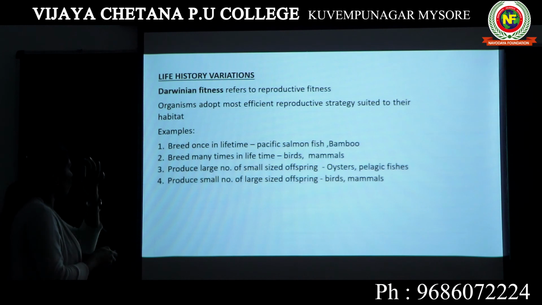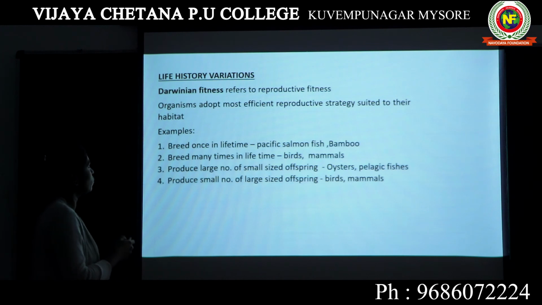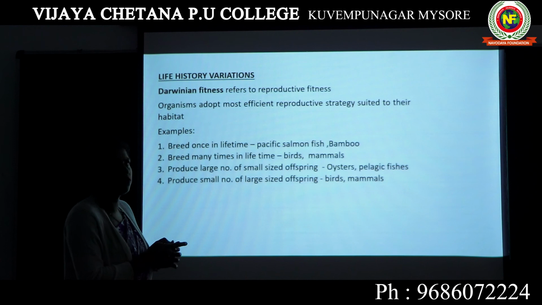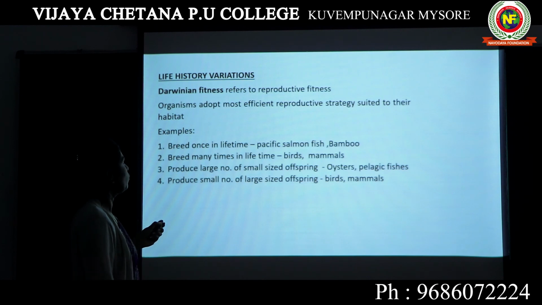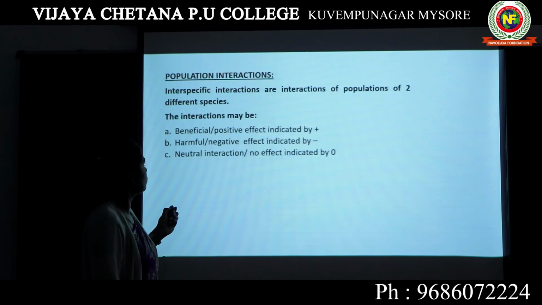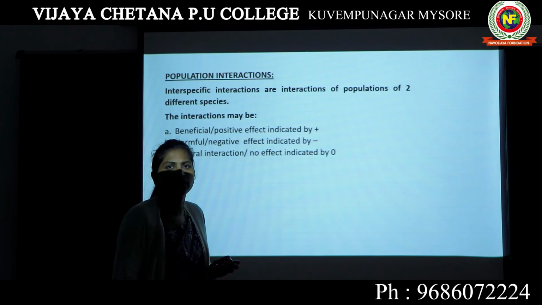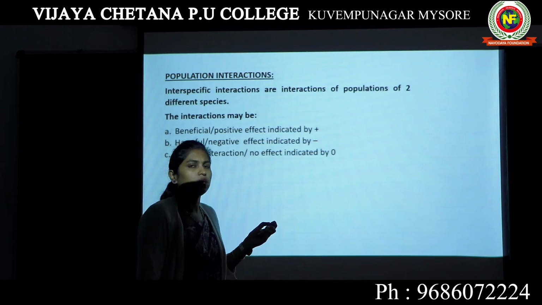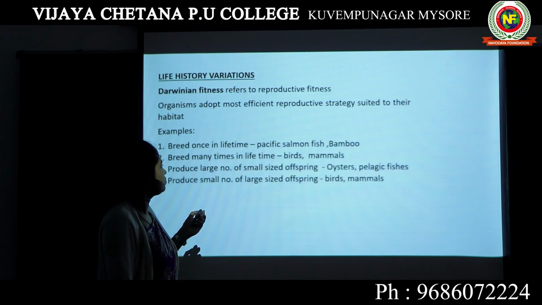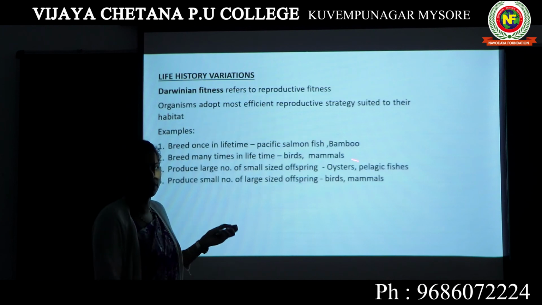So this is about life history variations. It was proposed by Charles Darwin, so we say Darwinian fitness. Next class we will start with the topic population interaction. That is also a very important topic for your examination.